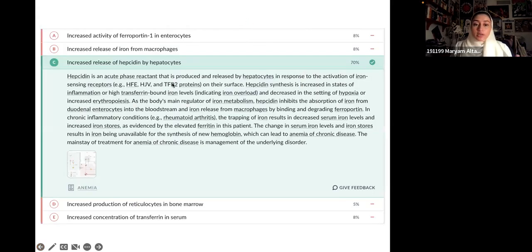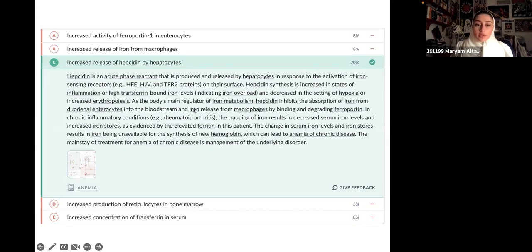So hepcidin is an acute phase reactant, meaning it increases in inflammation with IL-1 and IL-6, and it is released by hepatocytes in response to activation of iron-sensing proteins. So hepcidin synthesis, like I said, is increased in states of inflammation or high transferrin bound levels. So that's iron overload, but that's not the objective of this question.